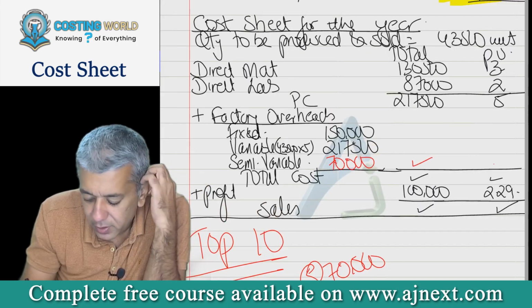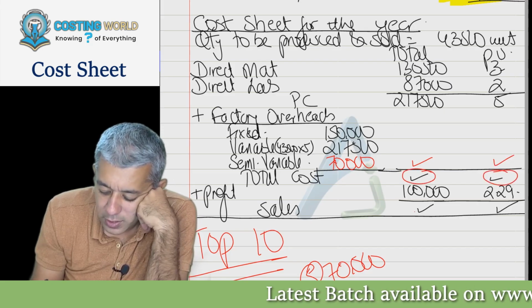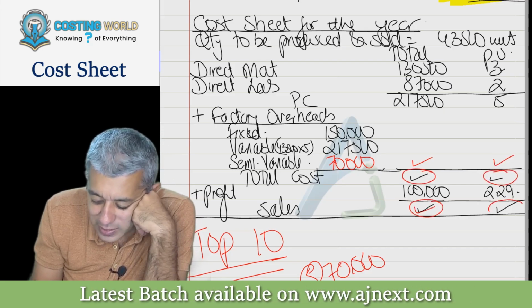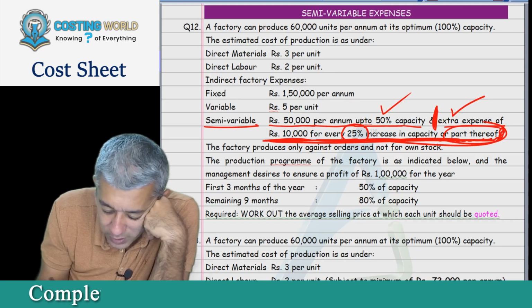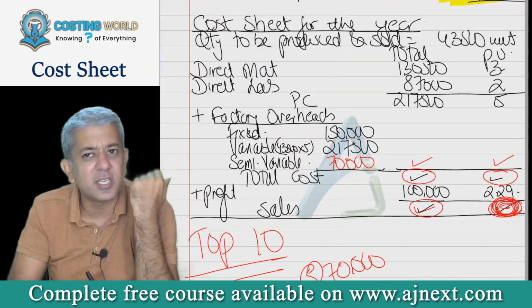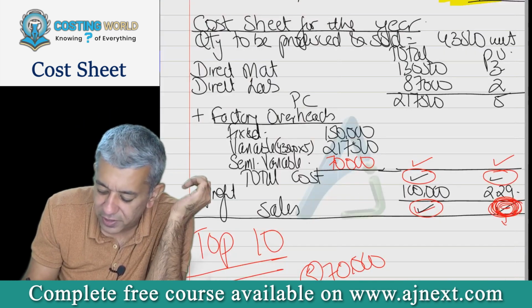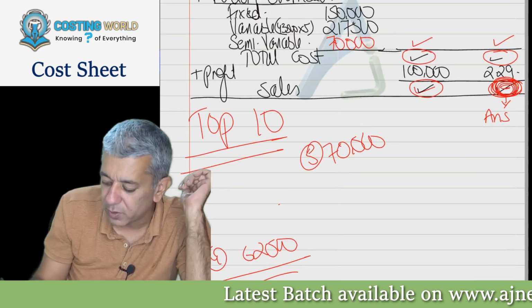Total it up. Divide by 43,500. Get your total cost. Get your sales. This is the final answer that you all want, because it was asked to work out the average selling price at which each unit should be quoted, meaning each unit should be sold. So this is your final answer. Whatever answer comes, do let me know. I'm making the working note till that time, please.